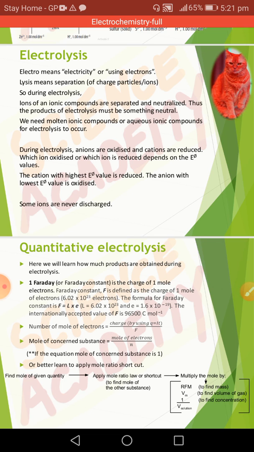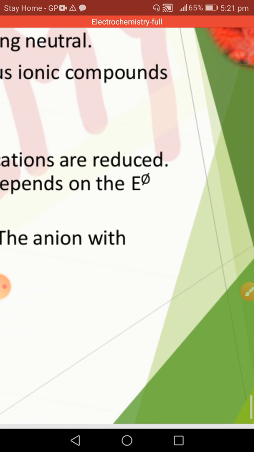If you notice, there is a red colored cat in one corner of the slide. Red cat: red means reduction, which is the gain of electrons, and cat stands for cation. So cations are reduced. When two or more cations are present, the one which is easier to reduce will be reduced, or neutralized.